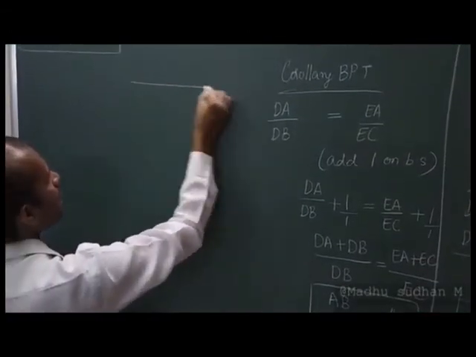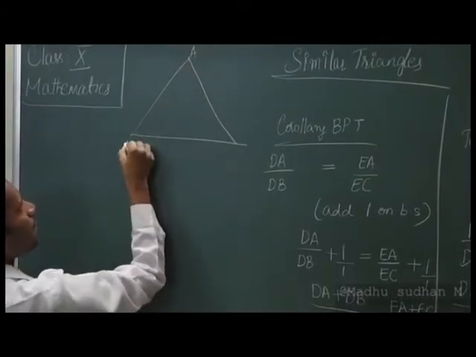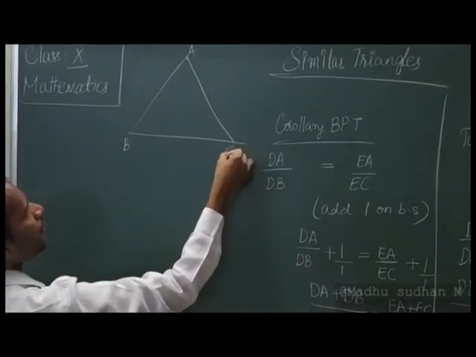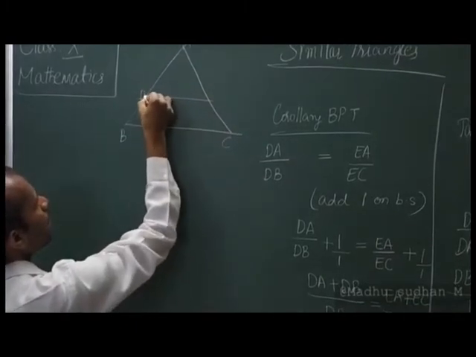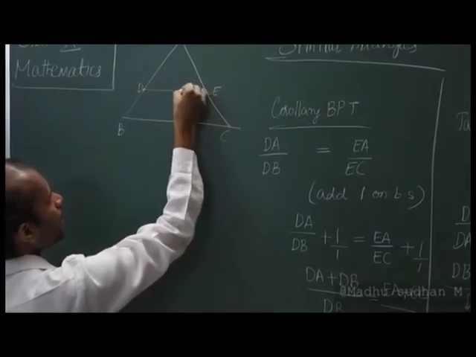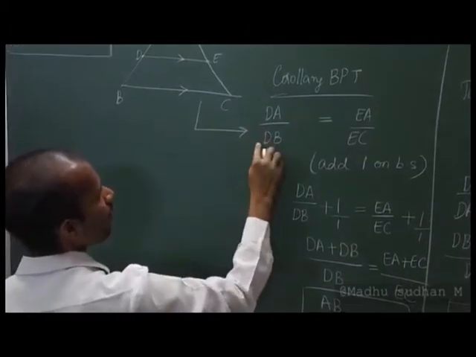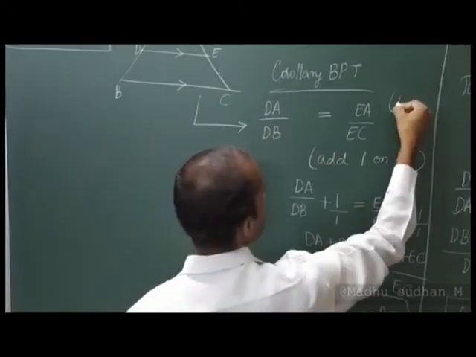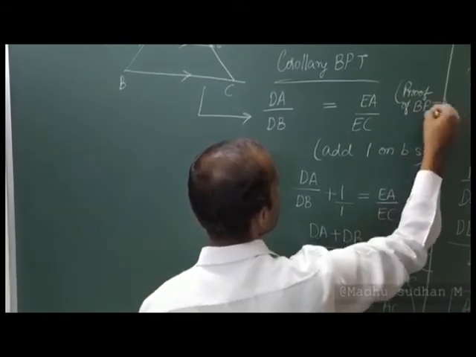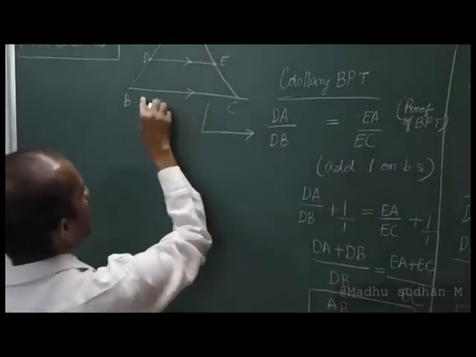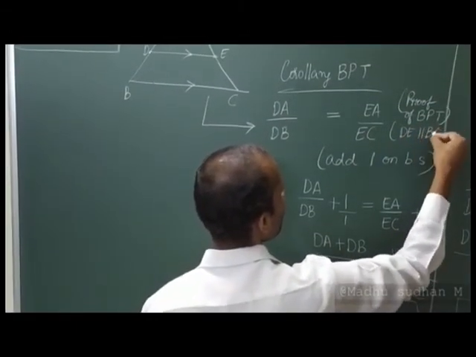So we had a triangle like this. This is A here, this is B, and this is C. As we said, D and E are not the midpoints. So let me write here, this is D, distinct points D and E, and this line is parallel to this. So this is our proof of BPT, right? Let me write, this is the proof of BPT. And this proof is valid only when DE is parallel to BC. We will have to write that condition always, DE parallel to BC.